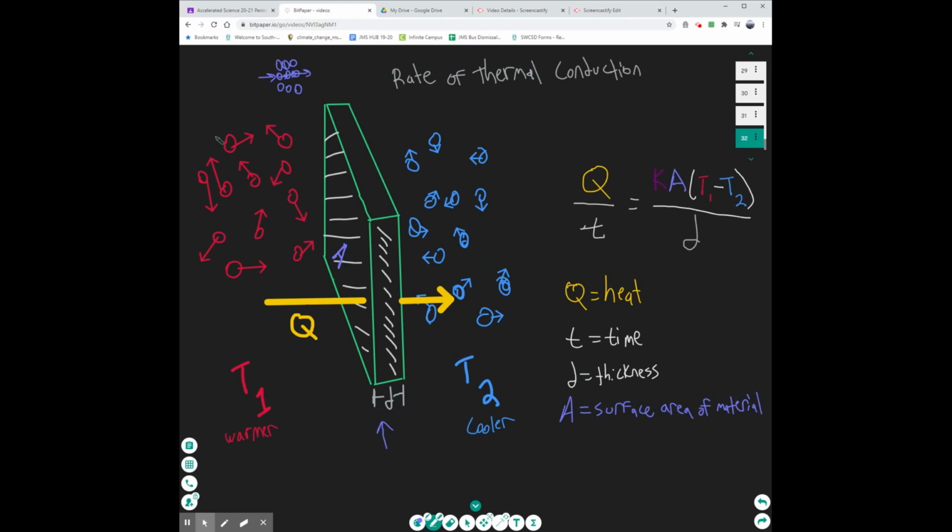So basically, we've got left side, right side, and this material right here is what we're studying. Is this material, which we have in the center here, this green one, is it a good conductor or a bad conductor? We don't know. We'd have to do some math, and I didn't give you any numbers, right? I'm just showing you how the formula works.